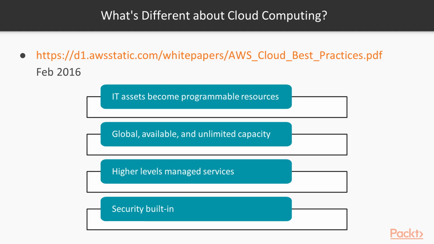Is it different? Well, these are drawn from the AWS Cloud Best Practices white paper that was updated in 2016, but it's still relevant, I think. So it talks about IT assets becoming programmable resources. Well, that's very true. Everything that you do in Amazon, you can do through the API. So it means that you can do things faster with fewer mistakes. Global, available, and unlimited capacity. Well, in comparison to your data center, absolutely.